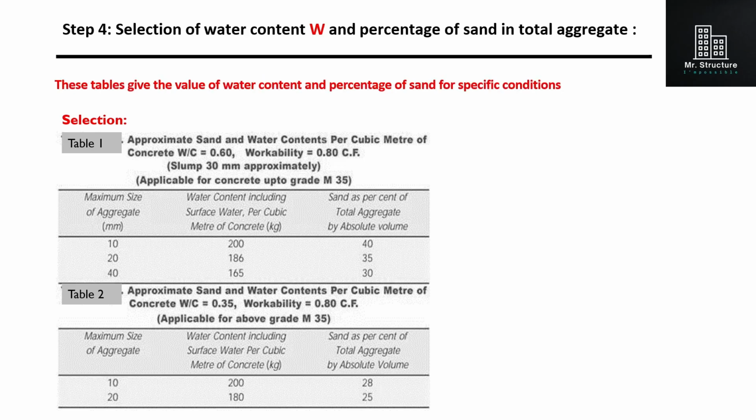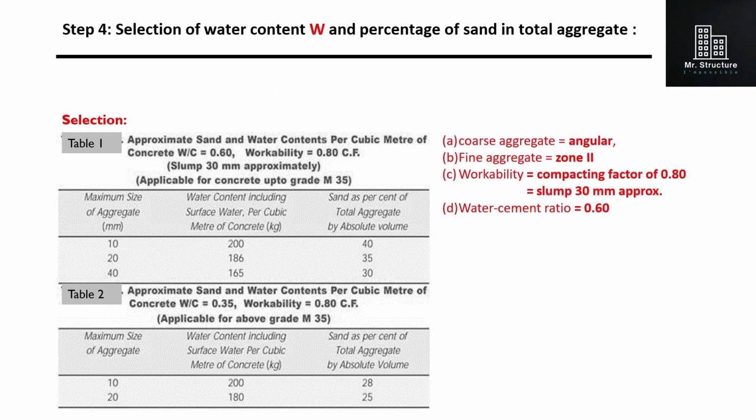These tables give the value of water content and percentage of sand for specific conditions. Table 1 gives the values for the following conditions. For shape of coarse aggregate to be angular, zone of fine aggregate to be zone second, workability value of compaction factor equal to 0.8, which equals approximately 30 mm slump, and water cement ratio of 0.6.